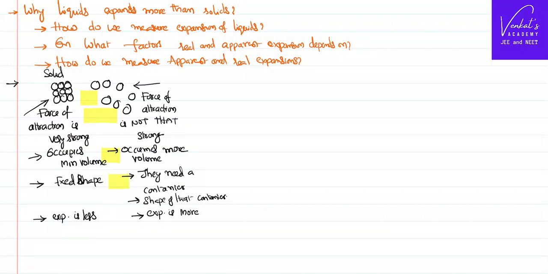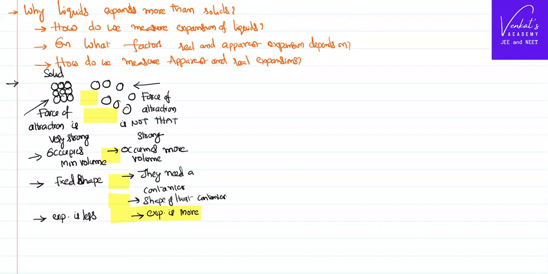Solids have a fixed shape, liquids won't. Solids don't need a container, liquids need a container. Solids comparatively expand less than liquids. Our liquids expand more than that of the solids.